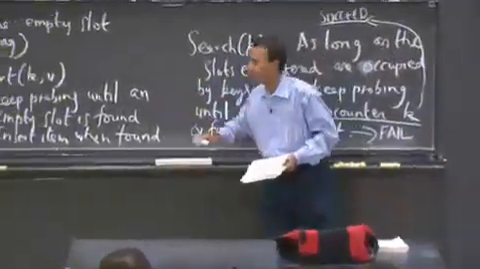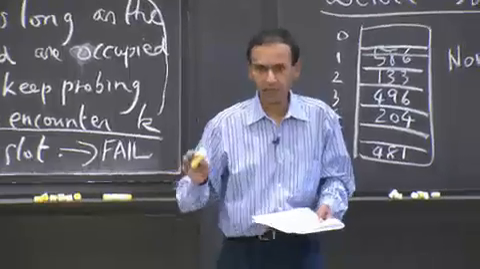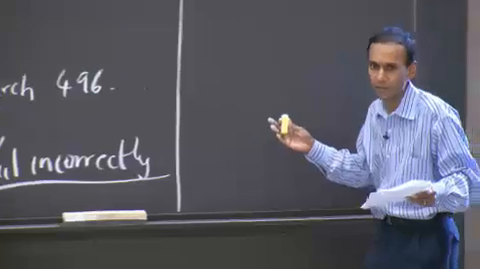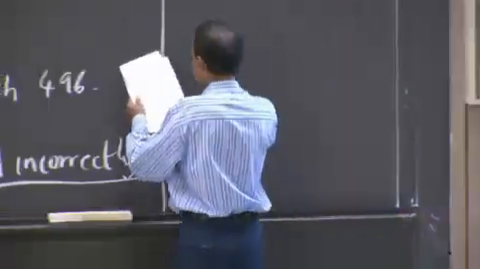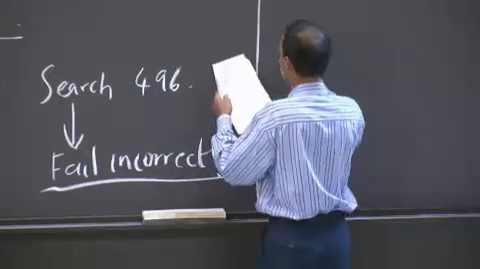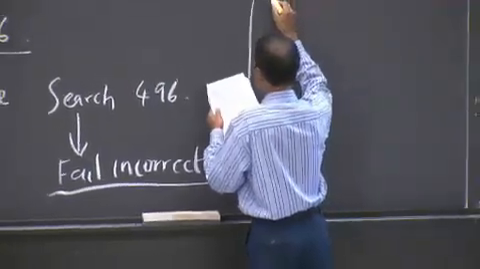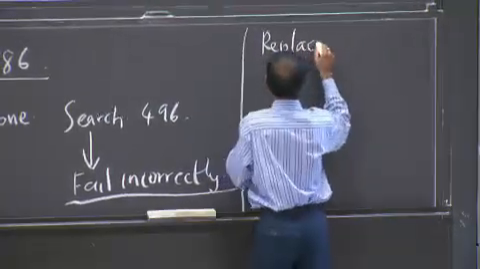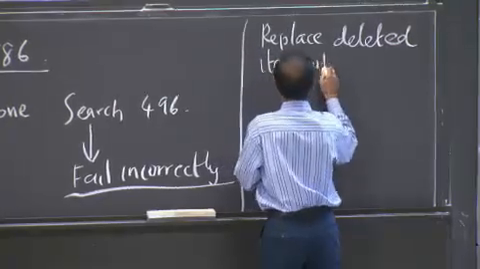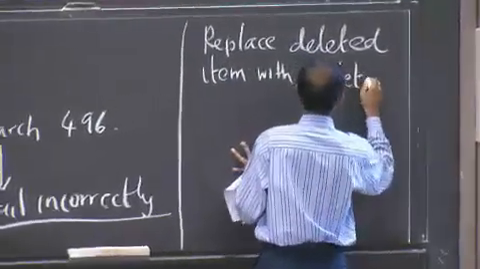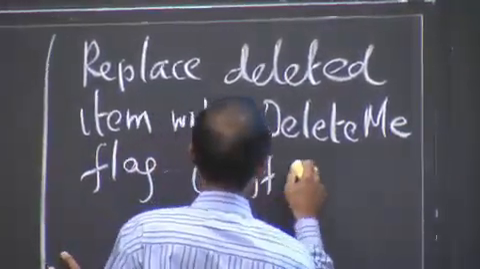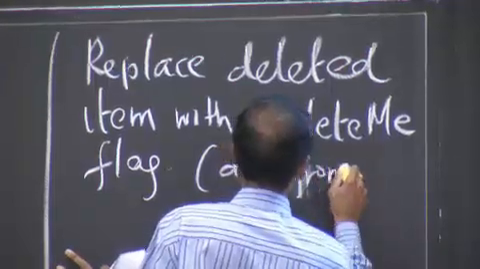We're now going to have to do a couple of different things for insert and search. It's going to be subtly different. But the first thing we're going to do is have this flag, and I'll just call it the delete me flag. When I delete something, I replace the deleted item with not the none flag, but a different flag that we'll call delete me, which is different from none.